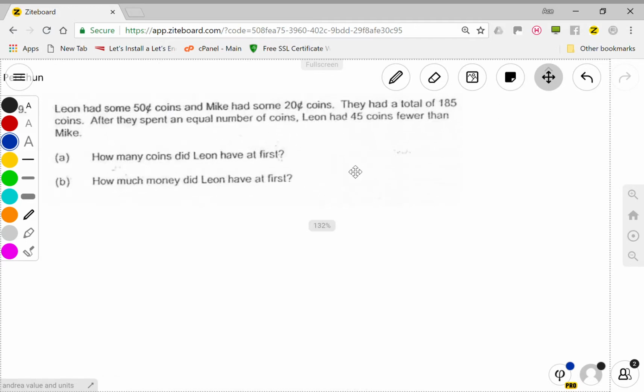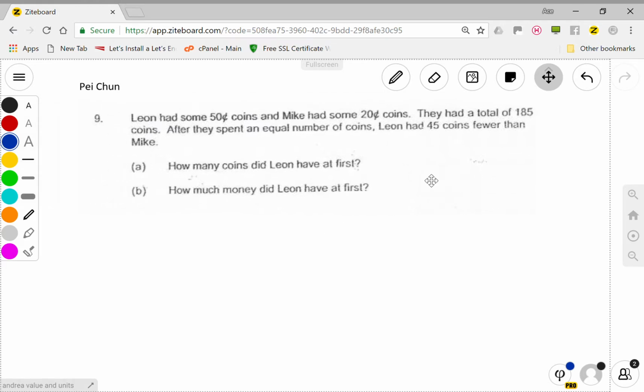Okay, so looks like a value and units question because there are 50-cent and 20-cent coins. So let's just try and set it up and see, because sometimes as we go along, it may not be using value and units to solve. Right? So we have a value of 50 cents, 20 cents. Now there's a total of 185 coins.